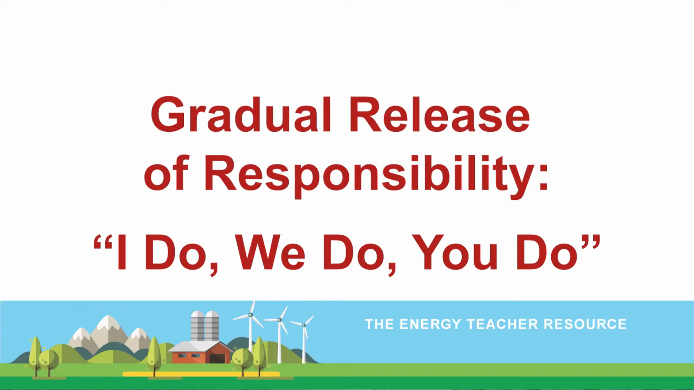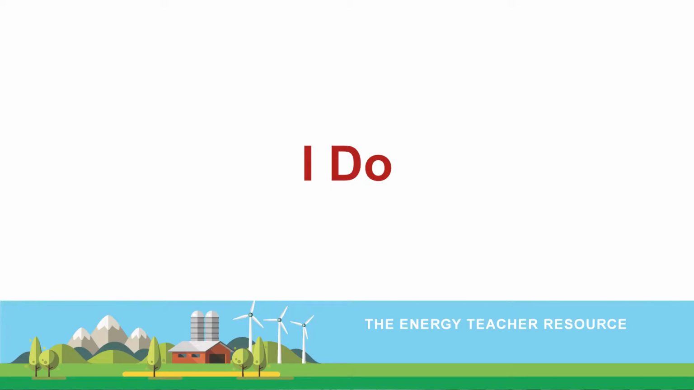We find that setting your students up for success really involves using the gradual release of responsibility model, where I do the activity for you to see, we do it together for you to practice, and then you're turned loose to do it by yourself. So let's start with the I do portion. This is where you're going to give the directions, but you're not going to give them verbally.